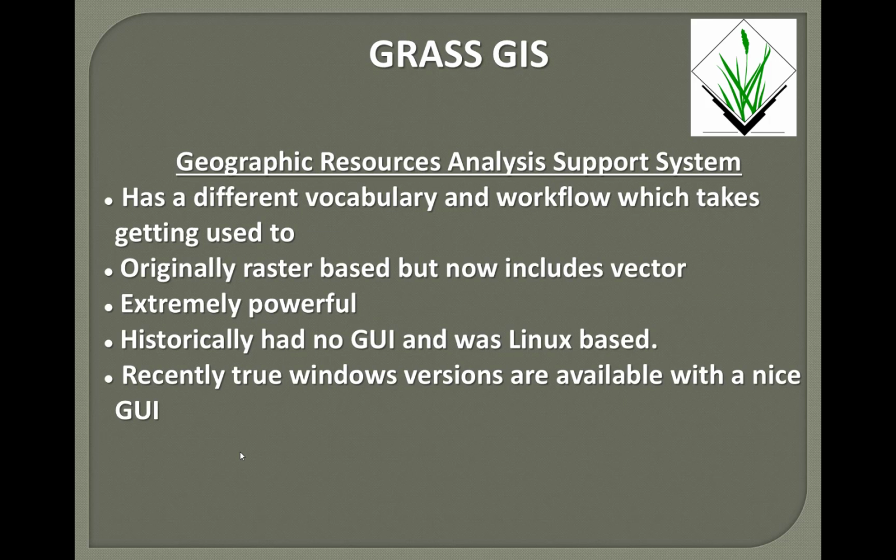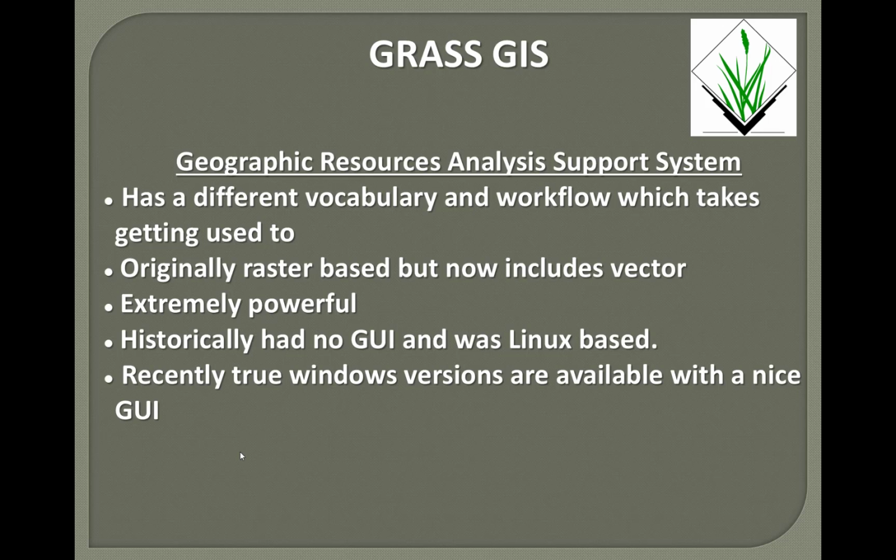So GRASS has a different vocabulary and workflow, and it takes some getting used to. There's a thing called a GRASS database that you have to have your data in to work with GRASS. Originally, GRASS was a raster-based GIS, meaning it only had tools for dealing with raster data. It's now become also a vector GIS with a huge suite of vector tools, including topology and networking and things like that. So it's an extremely powerful analytical package.